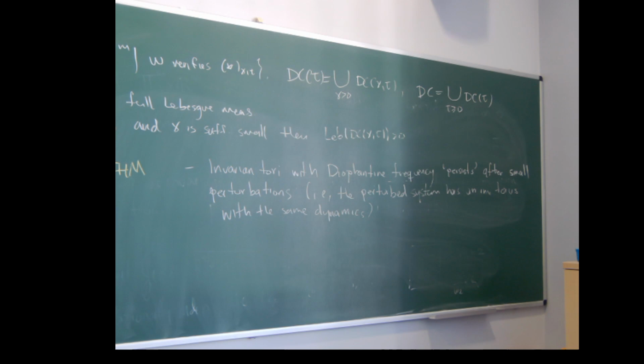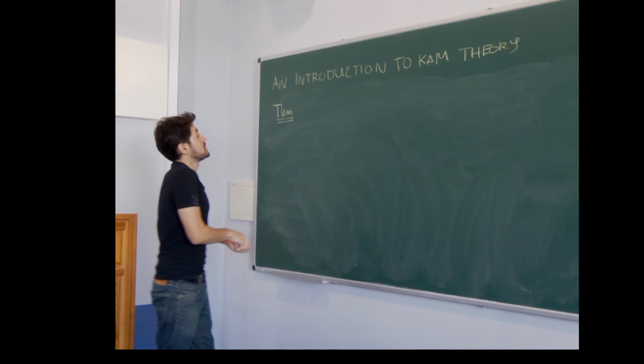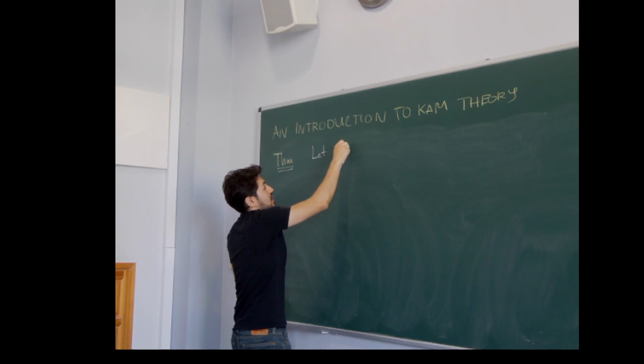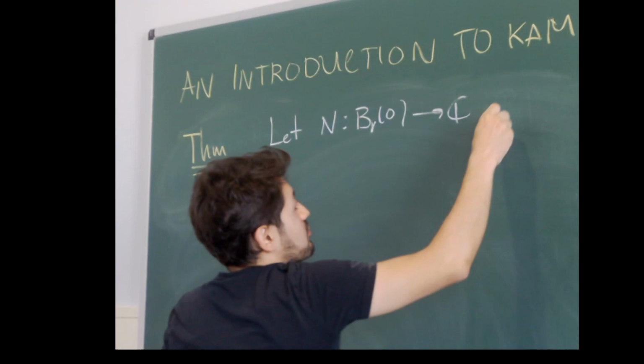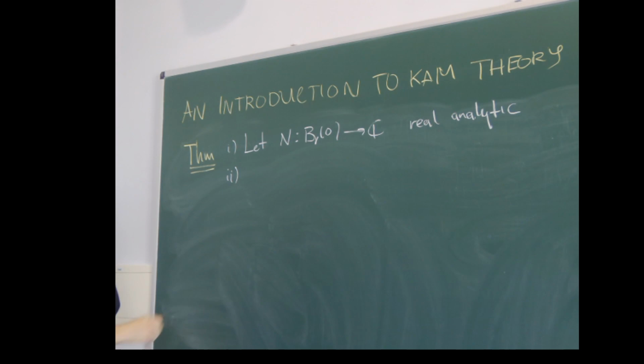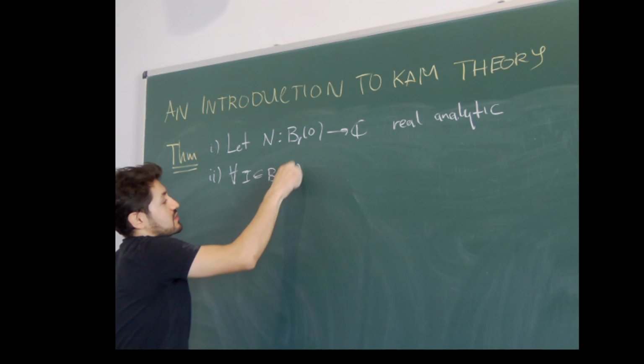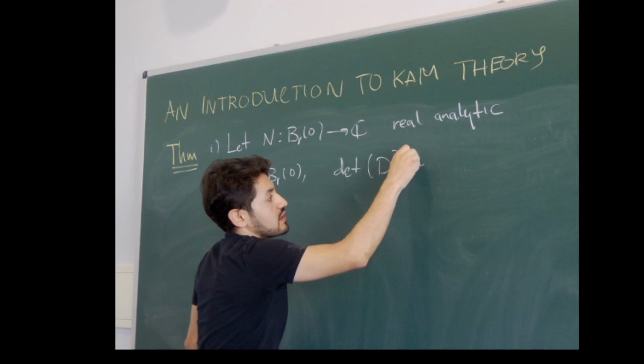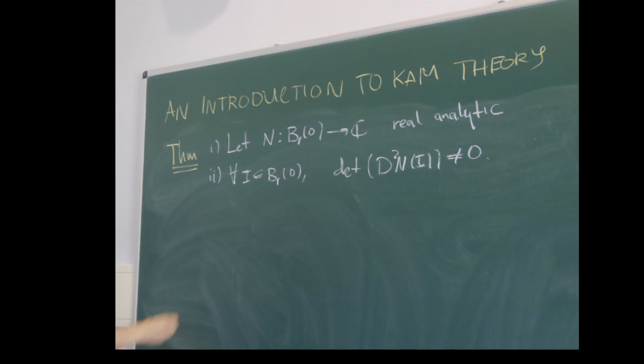So I don't want to forget anything. So theorem. This is Kolmogorov's theorem. So we'll start with some integrable analytic Hamiltonian. So I will put some function here. Real analytic. Second assumption, I want this to be what you say non-degenerate. So what I want is that for every point I pick here, the determinant of this matrix is different from zero. And I will ask that this gradient.